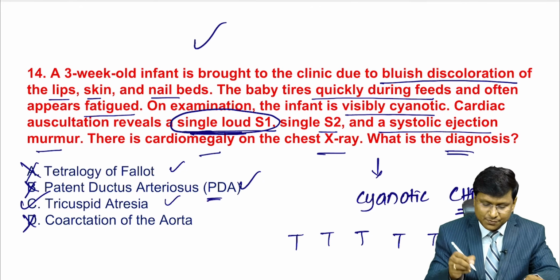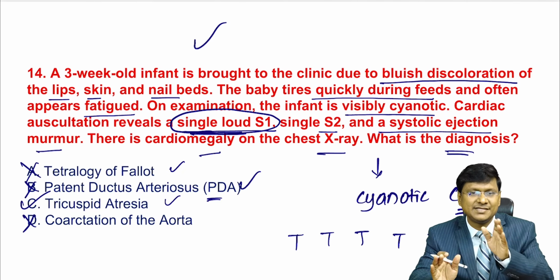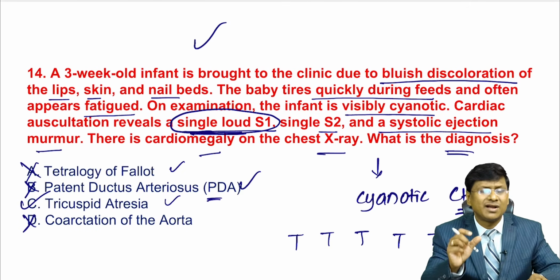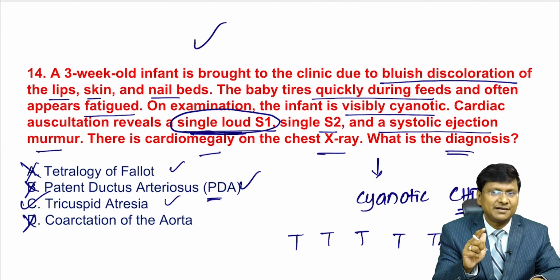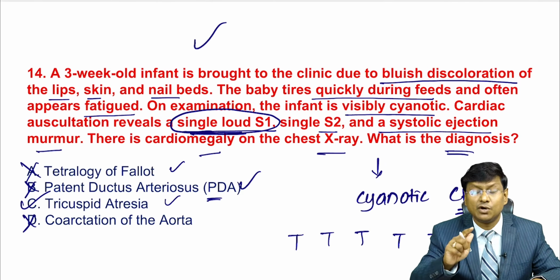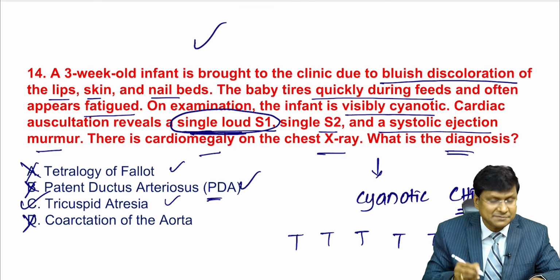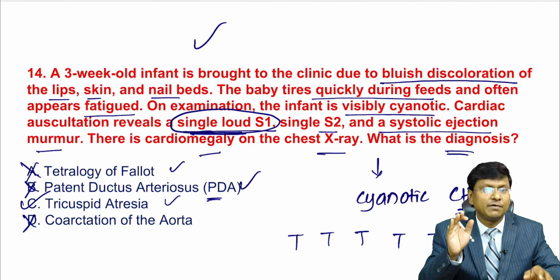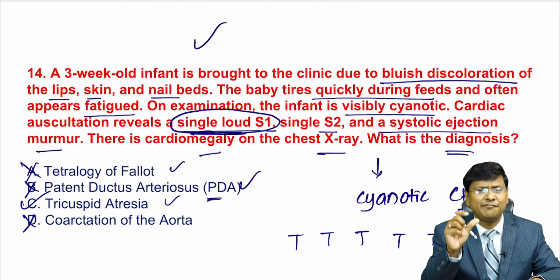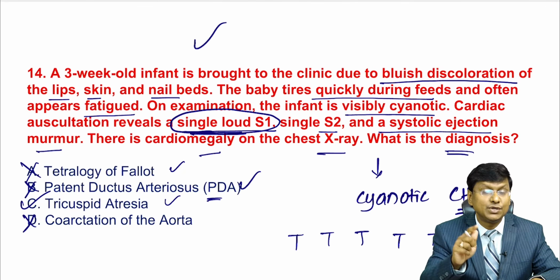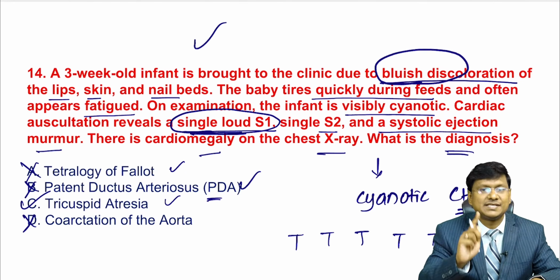So whatever features have been given are suggestive of tricuspid atresia. Tricuspid atresia is where the tricuspid valve is absent or poorly developed, right? And this results in the absence of the right atrioventricular connection, because the tricuspid valve is absent. So in tricuspid atresia, a single functional ventricle pumps the blood to the systemic circulation, resulting in early neonatal cyanosis.